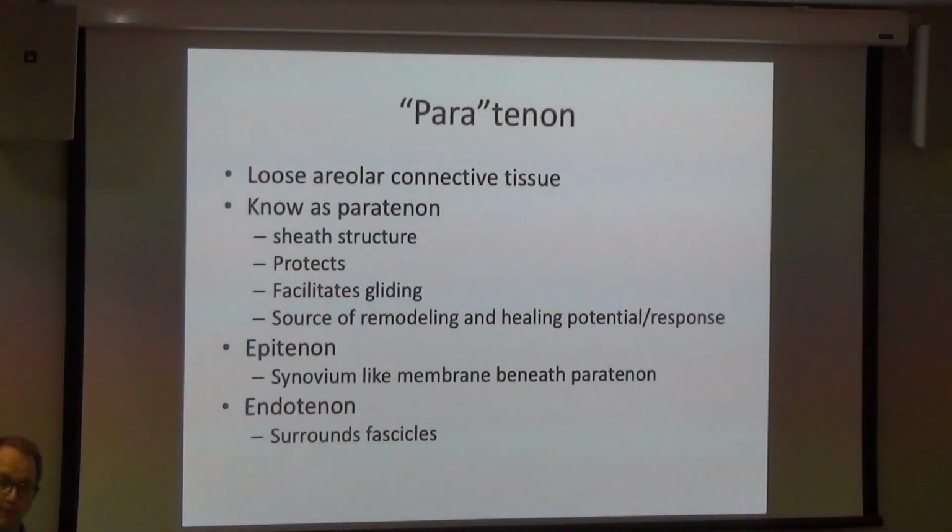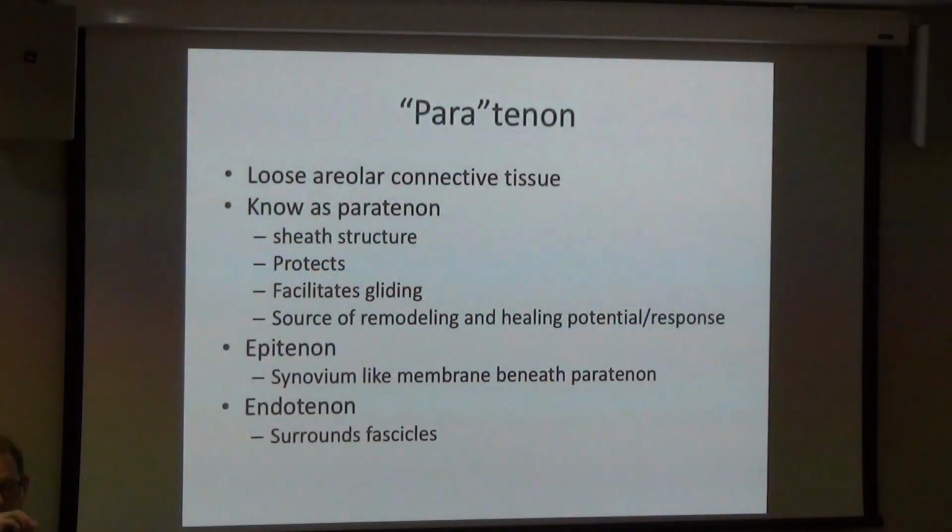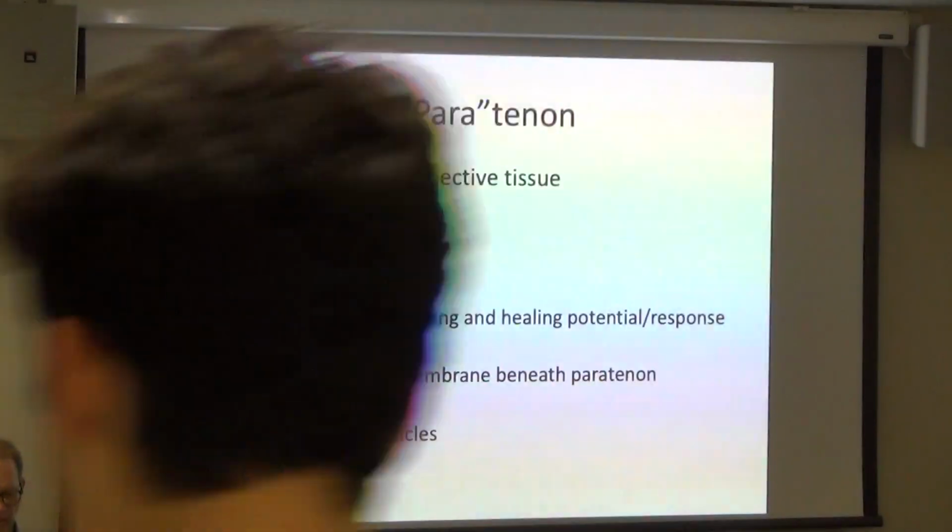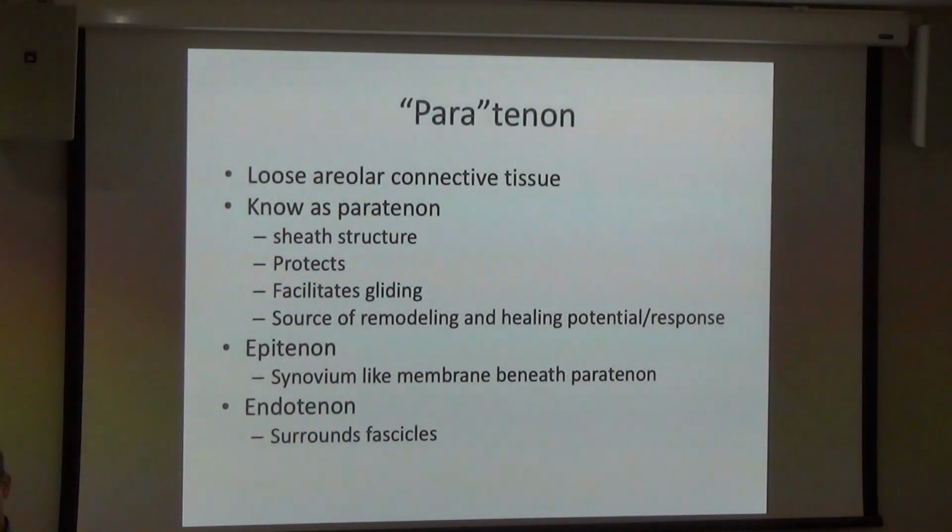Actually, it's a term that encompasses all the different lining structures within the tendon. Okay? It's a loose areolar tissue, and it's a sheath. The purpose of the sheath is to protect the tendon from micro or macro trauma. It glides because it also produces synovial fluid, and the tenon itself is a source of remodeling, healing potential, or the inflammatory response needed to heal.